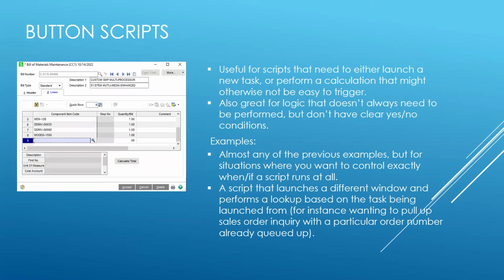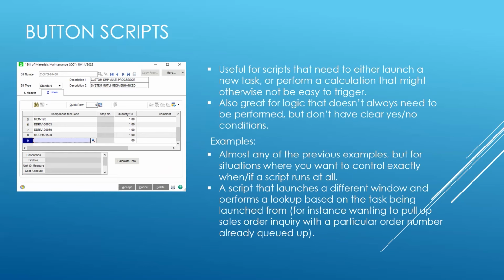So now that we've talked about business object scripts that are triggered off the business object, we can talk about button scripts. Essentially, most anything that a business object script can do, a button script can also do. The other thing that button scripts can do that business object scripts are not usually great at doing is it can launch other tasks from within entry.